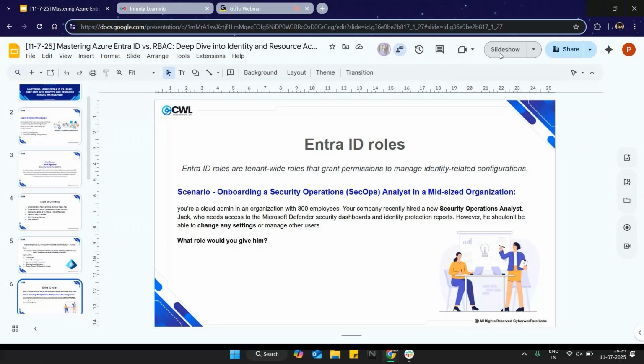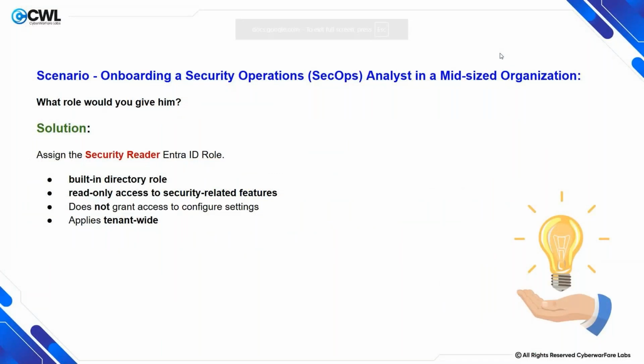So we will assign the security reader role here. Let's see why it is needed. This is a built-in directory role in Azure Entra ID. It allows read-only access to security-related features across Microsoft 365 and Azure. It does not grant access to configure settings or modify security policies. It applies tenant-wide, so wherever Defender for Cloud, Identity Protection, or other Entra security services exist, he gets access automatically. So for our scenario, the role we need to assign is the security reader role.